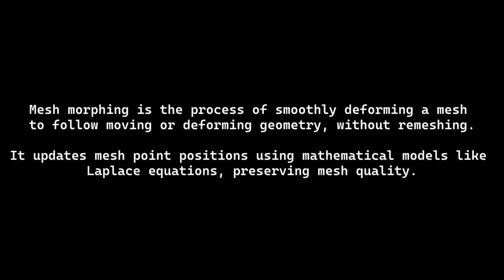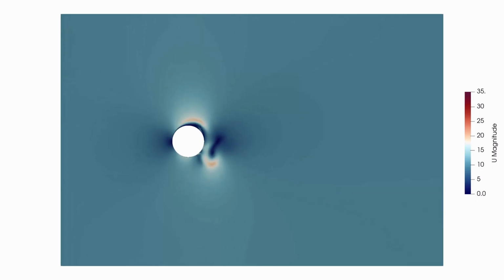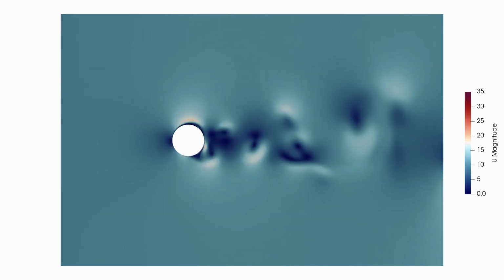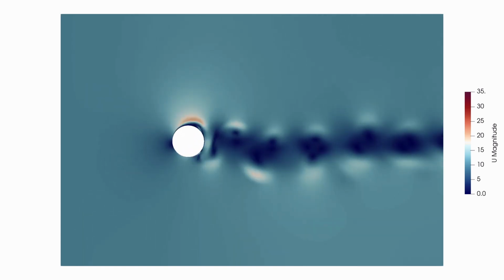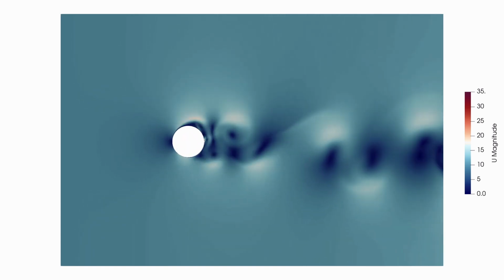In general, mesh morphing is all about dynamically adjusting the shape of the mesh without regenerating it from scratch again. This becomes especially useful when simulating problems involving moving boundaries like a deforming wing, a piston inside a cylinder, or even fluid structure interactions in some cases. So in today's video, we are diving into this powerful technique in CFD called mesh morphing. Instead of discarding the mesh and remeshing the domain every time the geometry moves, mesh morphing lets us smoothly update the mesh to follow the motion.